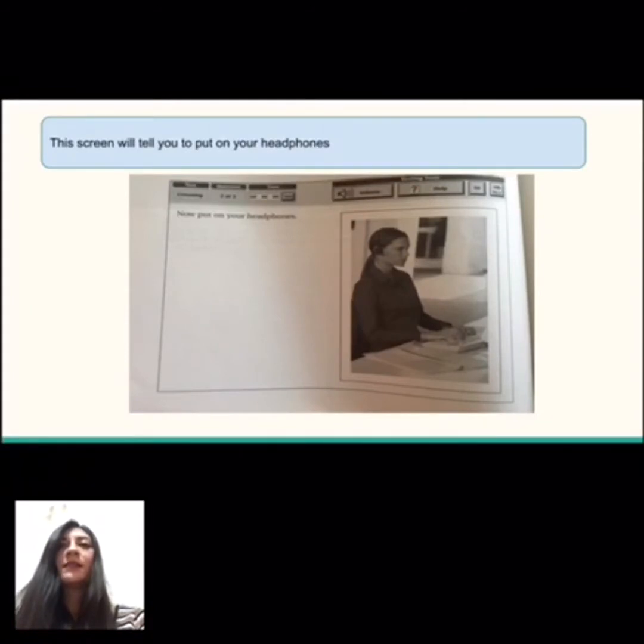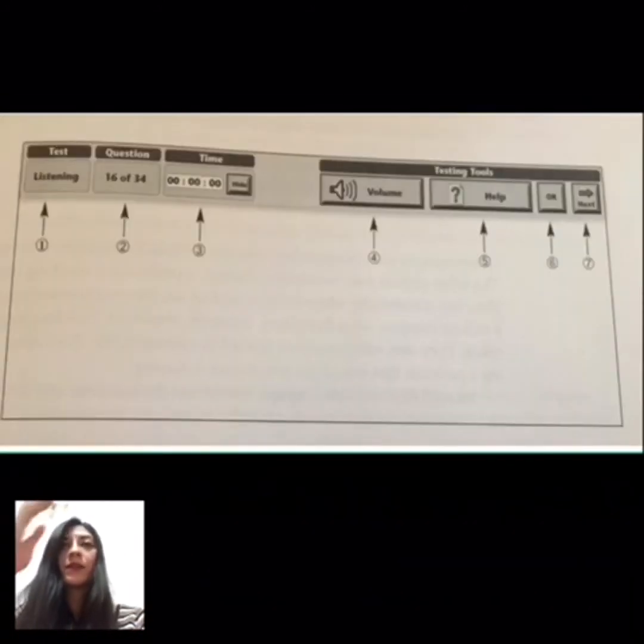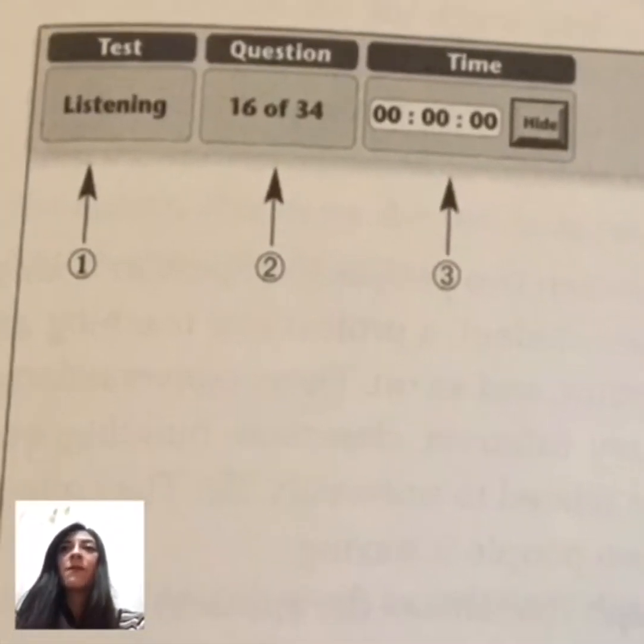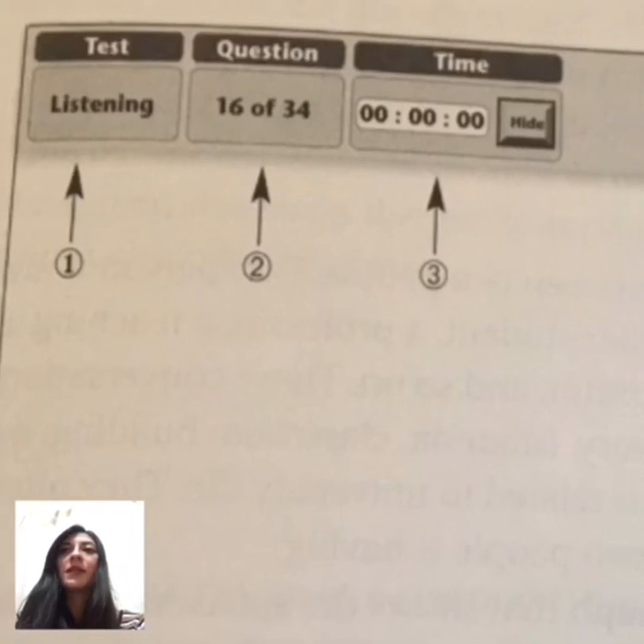When you begin the listening section, you will see a computer screen with a photograph of a test taker wearing headphones. This screen will tell you to put on your headphones. Here we have a toolbar with some buttons. For example, button number 1 tells you that you are taking the listening section. Button number 2 tells you the number of questions. Button number 3 tells you the time.